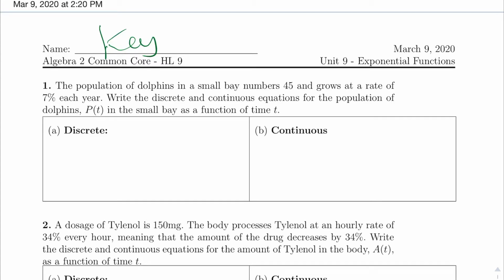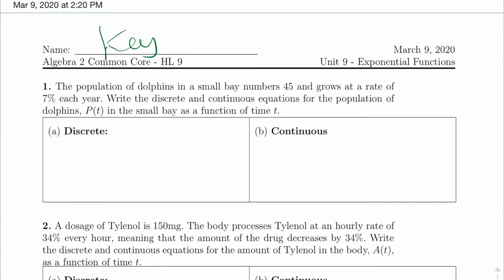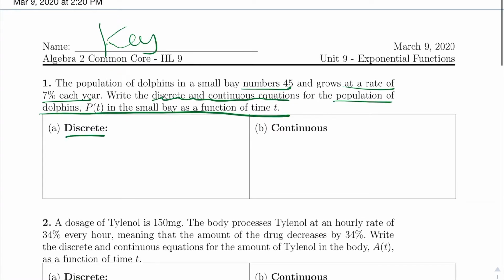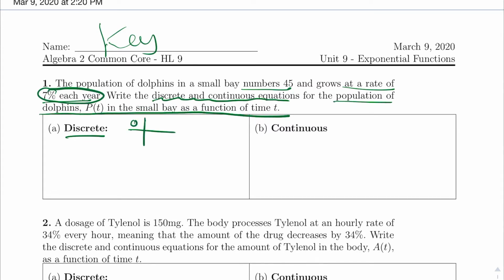So the population of dolphins in a small bay numbers 45 and grows at a rate of 7% each year. Write the discrete and continuous equations for the population of dolphins, P of t, in the small bay as a function of time t. So the discrete formula is the one where we imagine that this whole 7%, we're getting that once per year. So we get that whole change all at once.